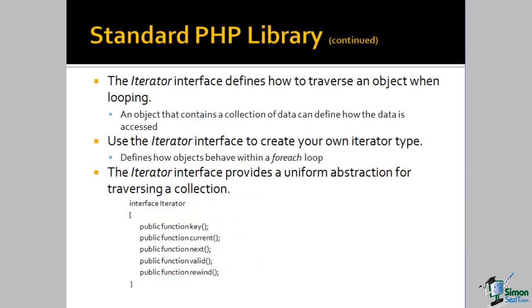The iterator interface defines how a class can be traversed, how it can be iterated over when we're looping with that class. And what this iterator interface defines is how our class object will behave within a foreach loop. Functions defined in the iterator interface are required in order to provide the ability for our own objects to traverse their contained data within a foreach loop.